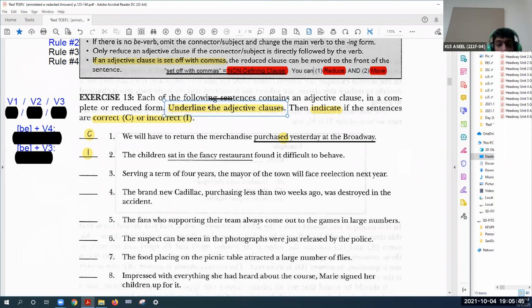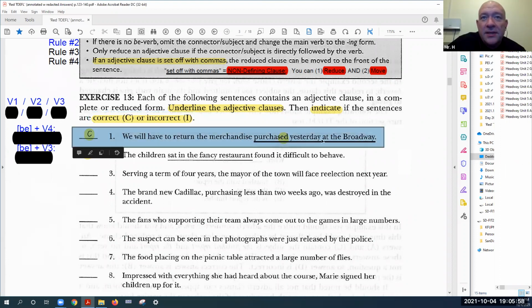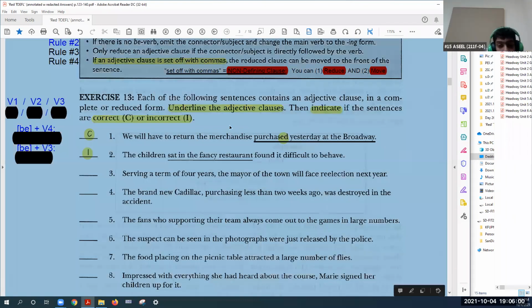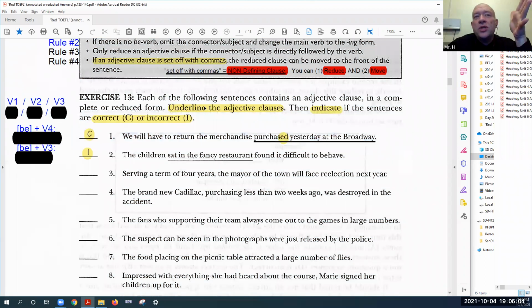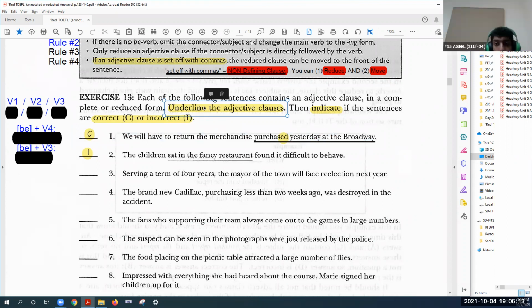What do we do in this exercise? Underline the adjective clause, then indicate if the sentences are correct or incorrect. All right. Do you want to try to explain the first one? Okay. What is this? We only need 1 line here, guys. We don't have to underline the subjects and verbs. We just underline the adjective clause. All right. That's all.